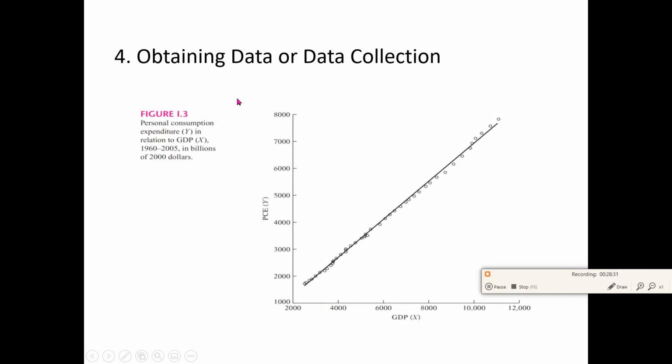So that is why, even before collecting the data, we have a prior expectation that if I plot the values of consumption or per capita expenditure against income or the GDP, that line will be upward sloping because MPC is positive.